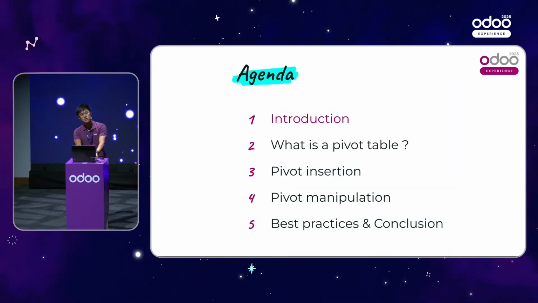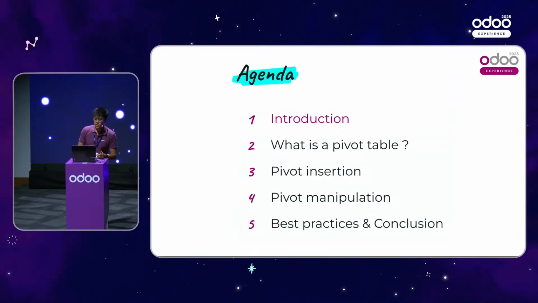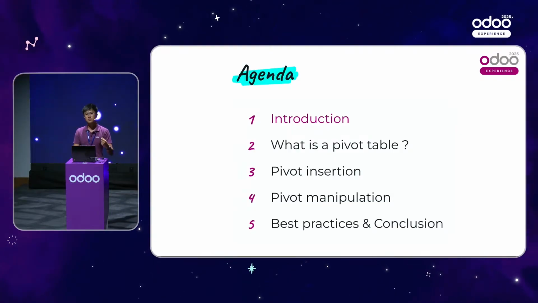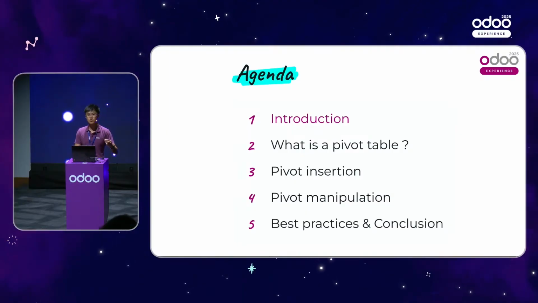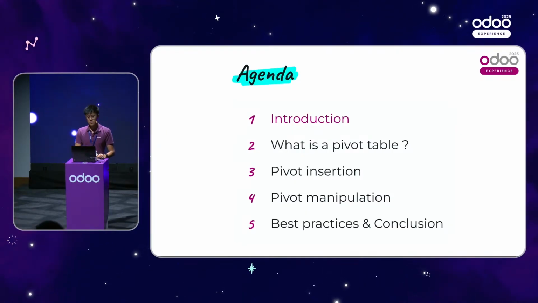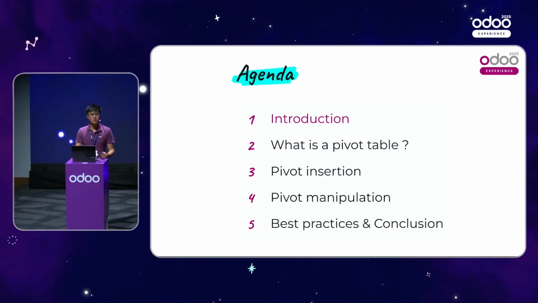So if that sounds great, then let's see the agenda for today. After this short introduction, I'm going to talk about what a pivot table is, and more specifically, what a pivot table in Odoo is. And then we'll see how to insert this pivot into a spreadsheet, because this is where all the magic happens, formulas, analysis, and then we'll see how to manipulate those pivots. Finally, I'll conclude with some best practices.